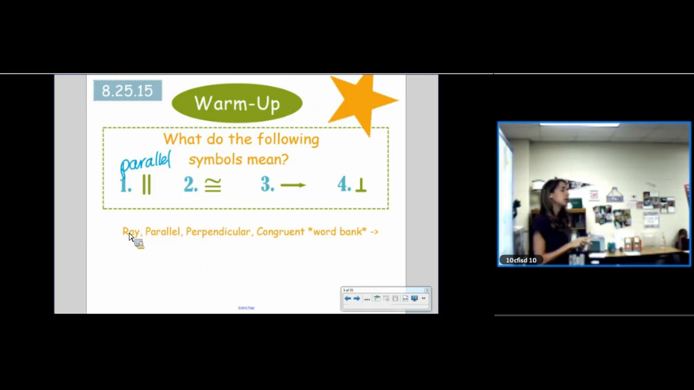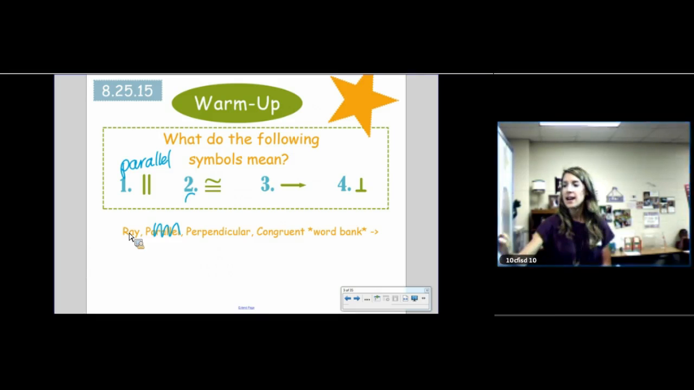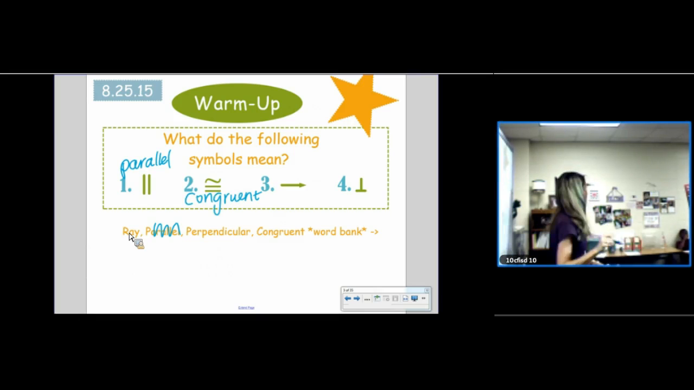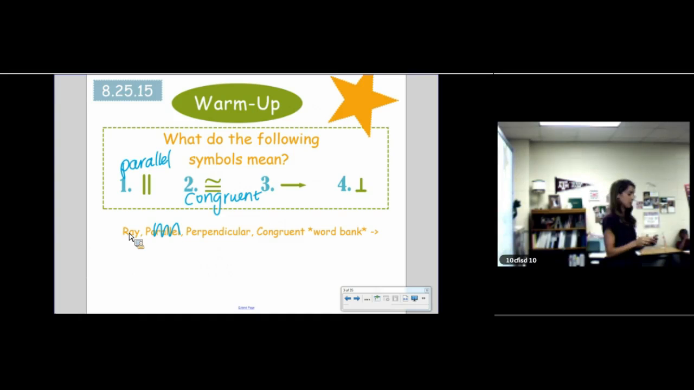Raquan, what'd you get for number 2? Oh, sorry, I'm still getting to know. Number 2, good guess, try again. So we already used this one. It's not ray. Yes, very good. That is the symbol for congruent. It's like an equal sign with a squiggly on top.